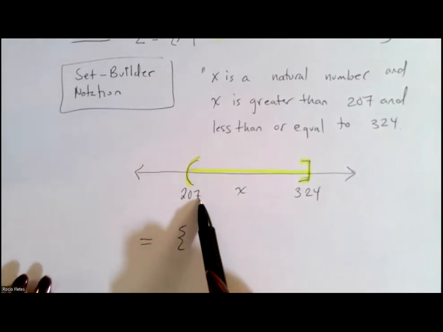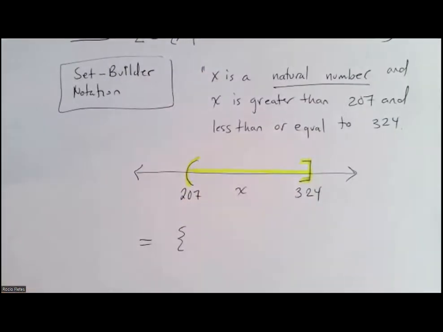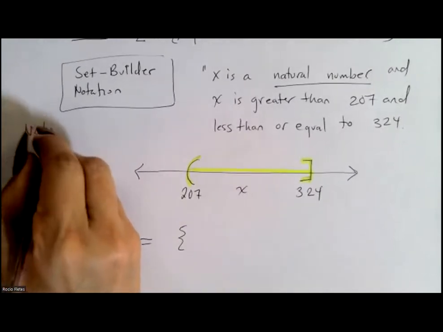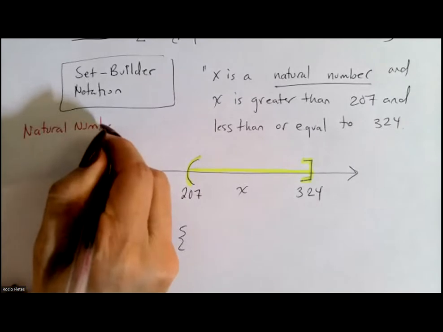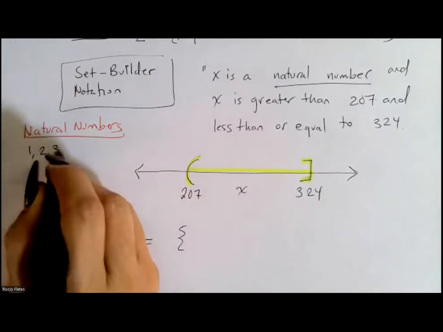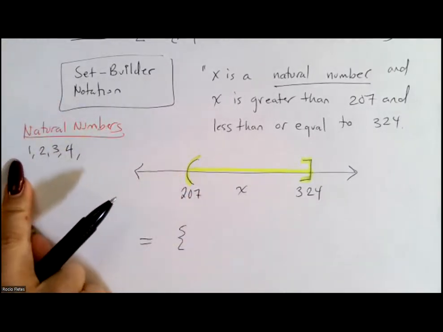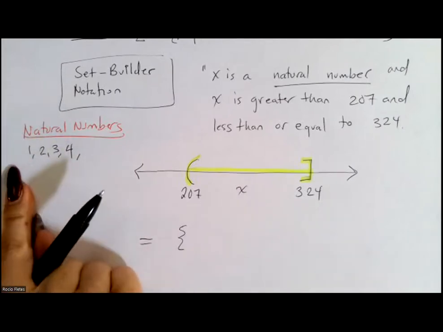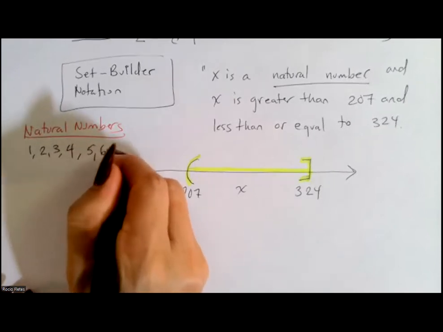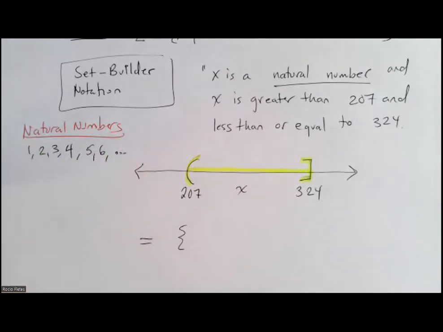I wouldn't count 207. Now remember, natural numbers, if you're not familiar, I can give you a definition here. The natural numbers are anything from 1, 2, 3. These are whole numbers, but not including 0, although some mathematicians do include 0, but we will not include 0 here. It will begin with 1, 2, 3, 4, 5, 6. No fractions here, just whole numbers, all the way to infinity.